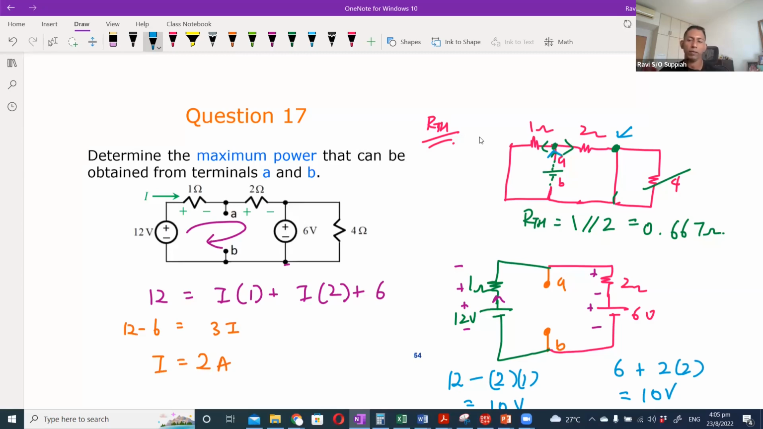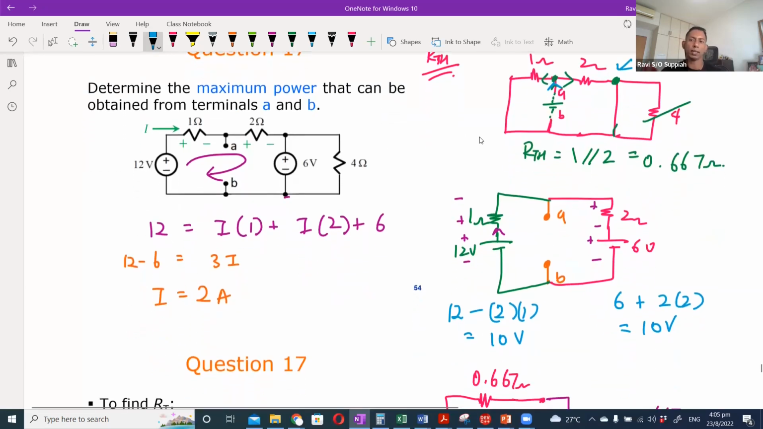Okay, for the VTH, again, this is the open circuit voltage. So if you redraw the circuit like this, you can see that basically you are trying to find the voltage across this point and this point. Which means that I can draw a simple KVL loop, and based on the loop, I can define my plus and minus and then write the expression, which is what I have done here.